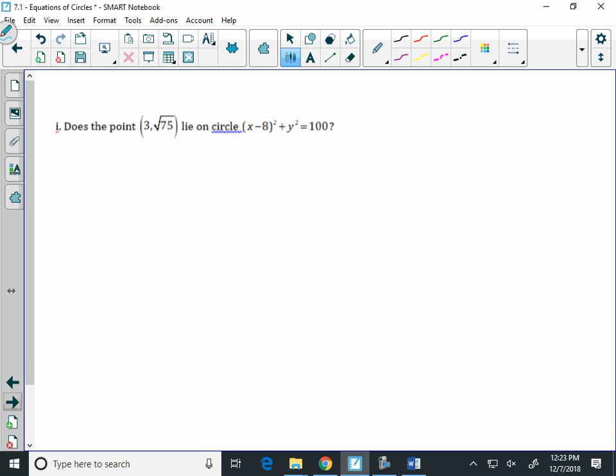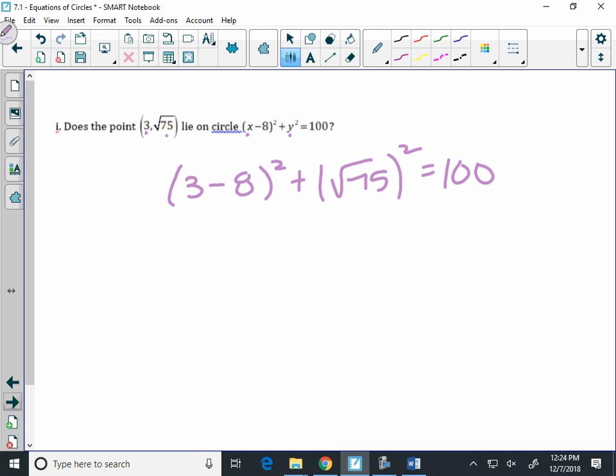So the next one says, does the point (3, radical 75) lie on that circle? Well, what do we have to do at that point to see if it lies on the circle? What would we do with 3? Plug it in for x. What would we do with radical 75? Plug it in for y. So plug it in. And I know it's a little weird that one of the values is a radical, so that's okay.